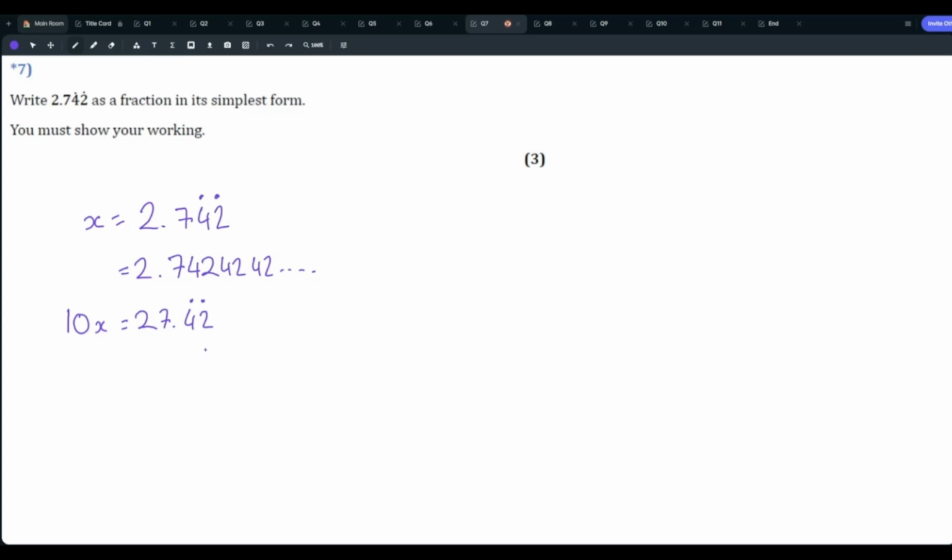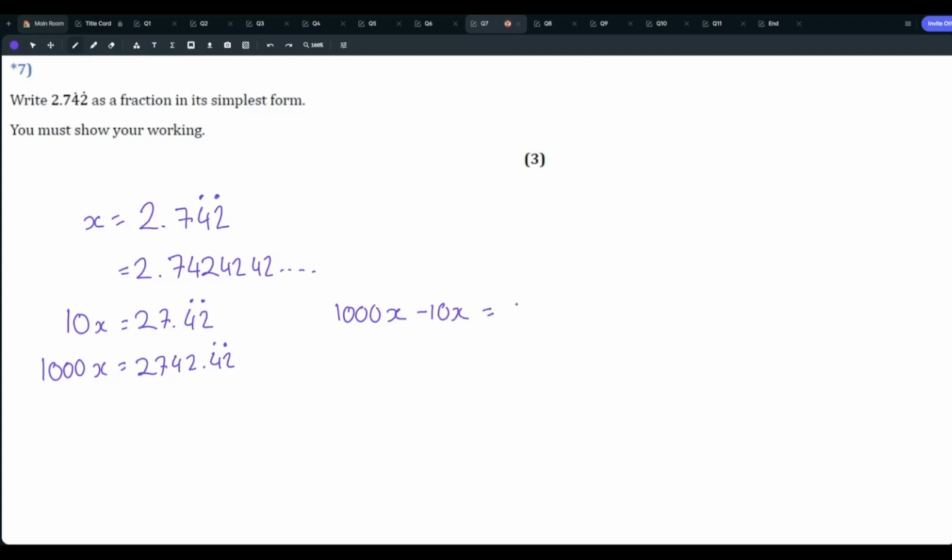Next you want to get it past the repeating digits, so I would have to times the original x by 1000. This would be 2742, but the 4 and 2 is still recurring. Okay, now what you want to do next is take away the 10x from the 1000x, because if you notice, this will get rid of the 42s that are repeating, which is good, because then we'll be able to divide afterwards.